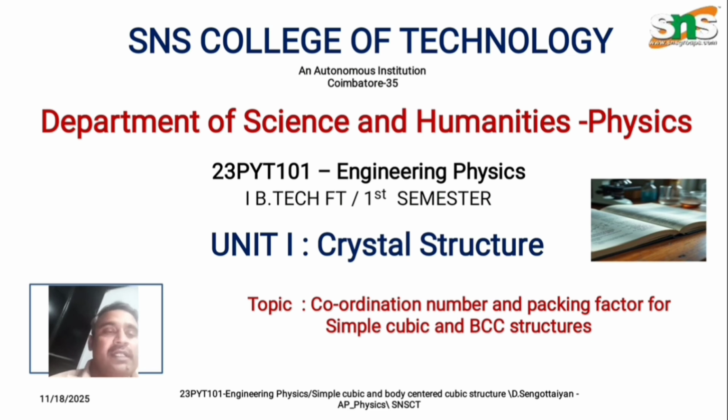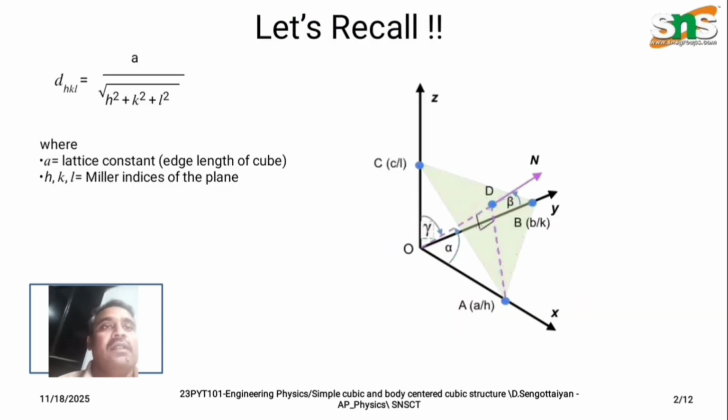In this video, we will discuss the coordination number and packing factor of simple cubic and BCC. The next equation shows that d equals a divided by the square root of h squared plus k squared plus l squared. Here d means the interplanar distance, a is the lattice constant, and hkl are the Miller indices.